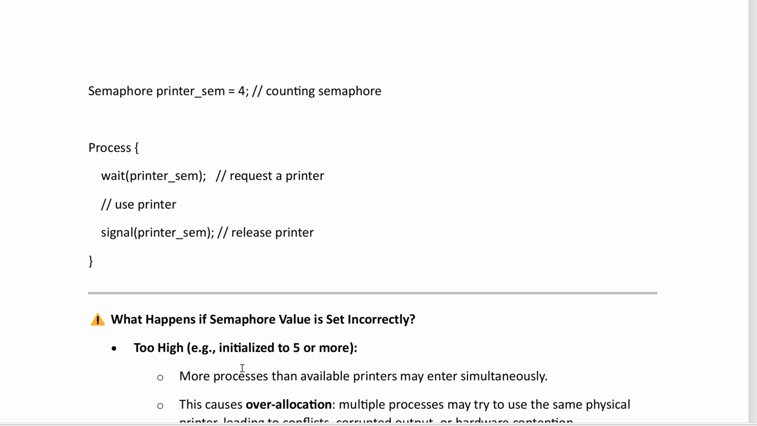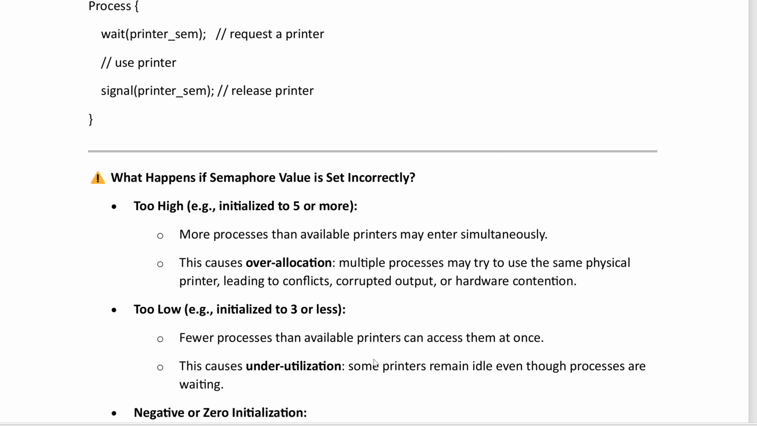What happens if the semaphore value is set incorrectly? If the value of the semaphore is too high, for example, we have initially set it to 4, but if we initialize it to 5, then what happens? The number of available printers is 4 and the number of processes is more than 4. So more processes than available printers may enter simultaneously. This causes over-allocation. Multiple processes may try to use the same physical printer, leading to conflicts, corrupted output, or hardware contention or conflict, right?